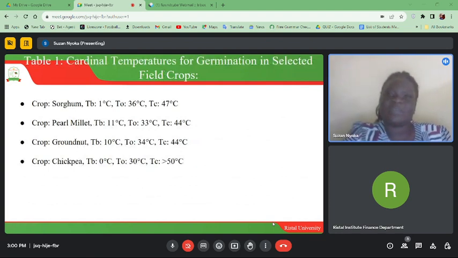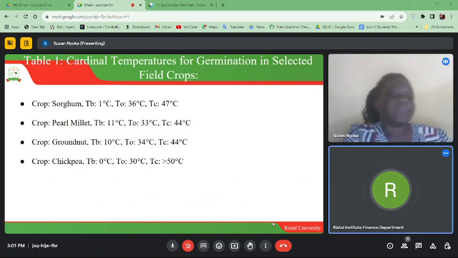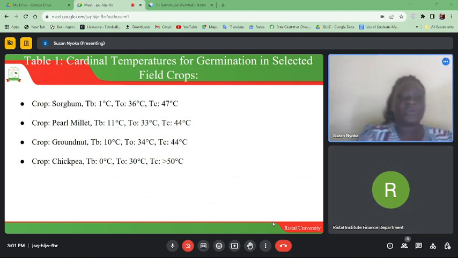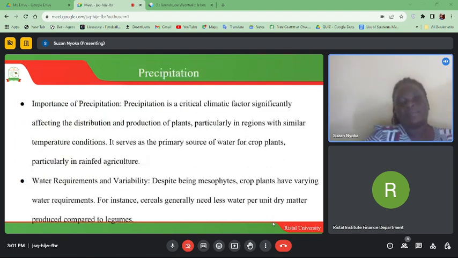The cardinal temperatures for germination in selected field crops. For sorghum, the minimum temperature, that is TB, is 1 degree Celsius. The optimum is around 36. And then the critical temperature beyond which growth ceases is around 45. For pearl millet, groundnut and chickpea.